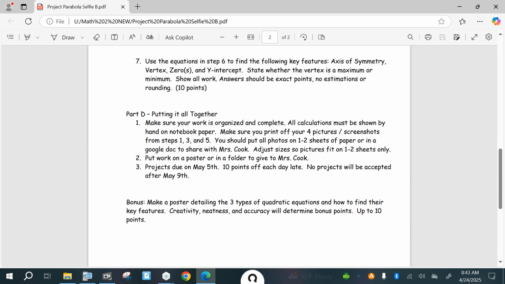Now, the last thing that you are going to do is put all your stuff together. Make sure it's organized and neat. All calculations are shown by hand on notebook paper. We're not typing them out or anything like that.